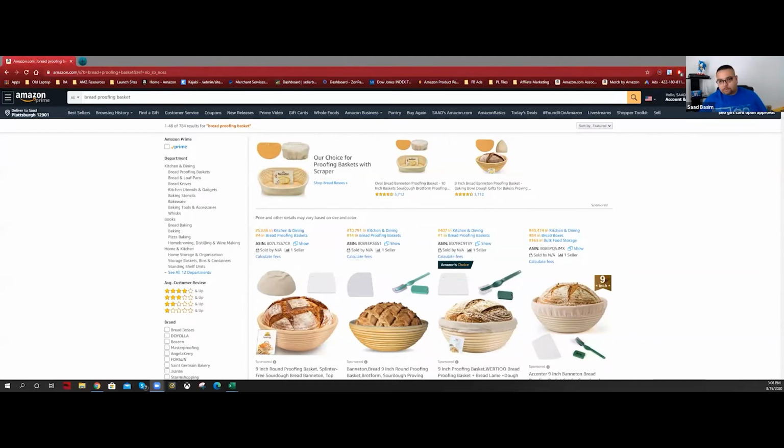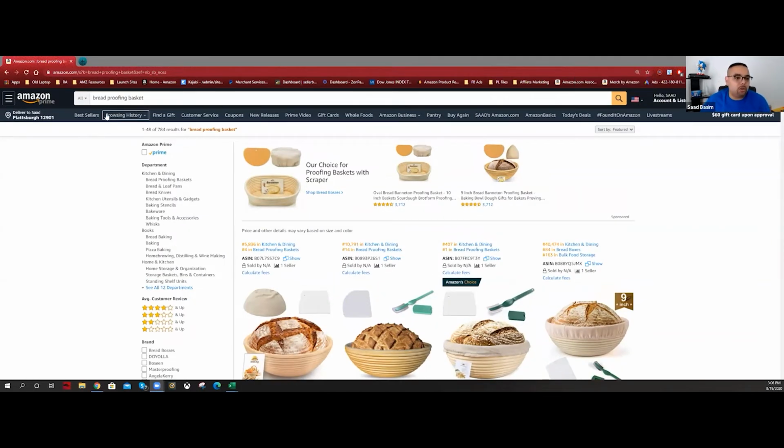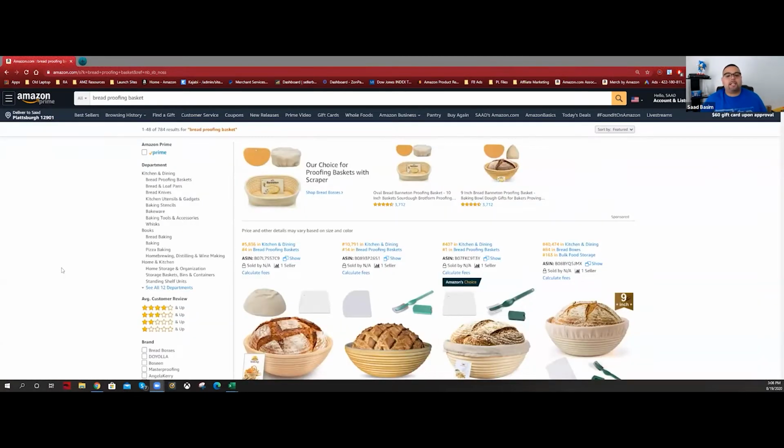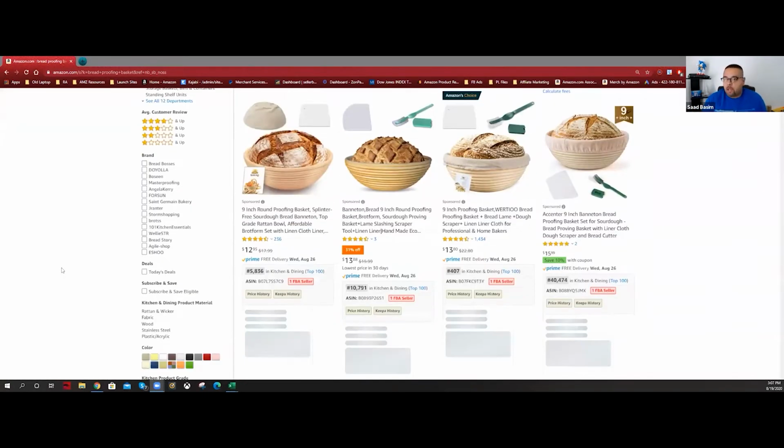All right. So this is my screen. You guys all see it? Good? Perfect. All right. So let's say I went and I saw bread proofing basket and I would like to know if this product is really good or not. What we're trying to do now is validate the product based on keyword, based on relevancy, based on search volume, and how they all work together for us to get the best sales.